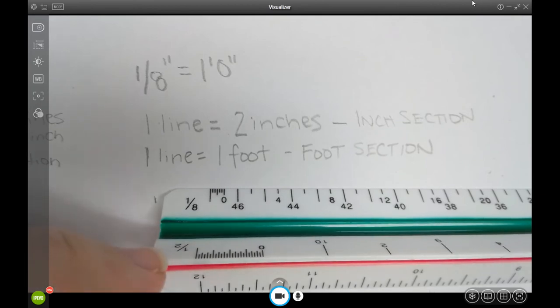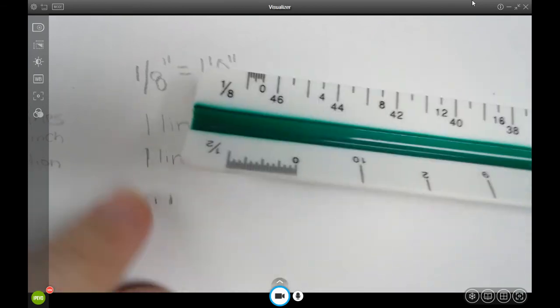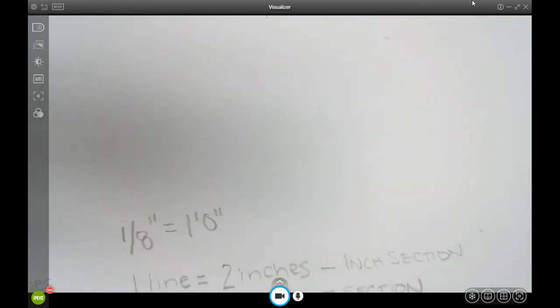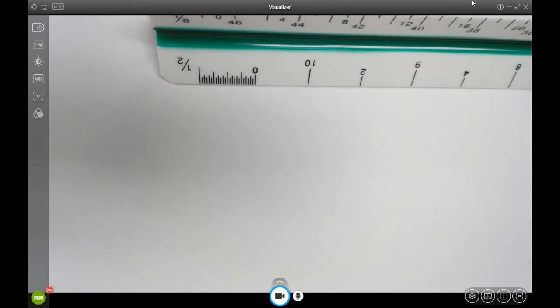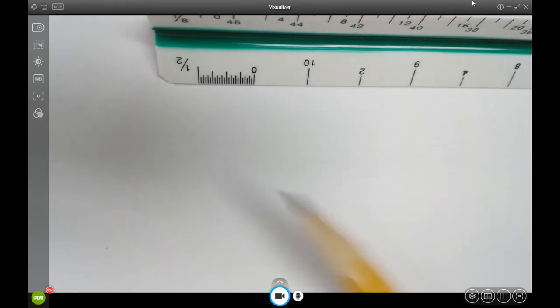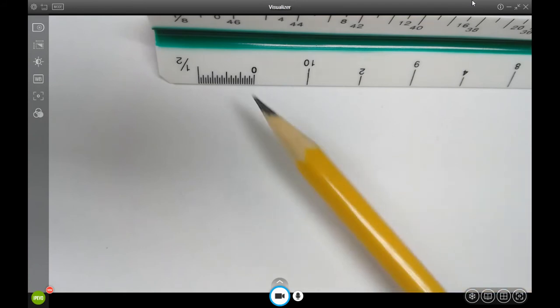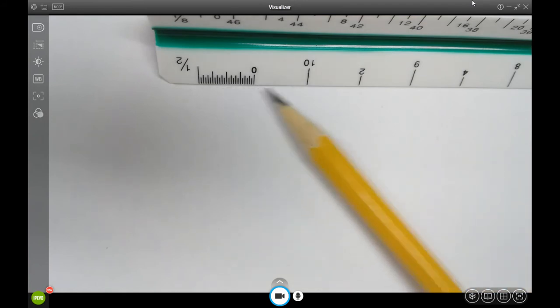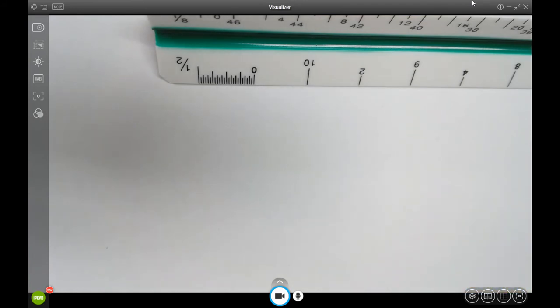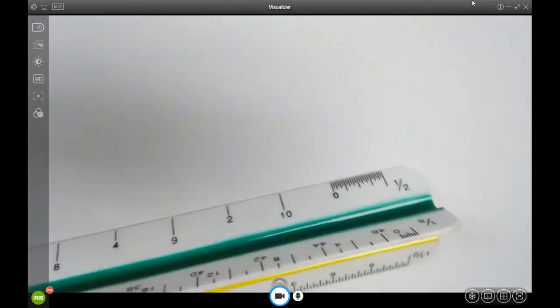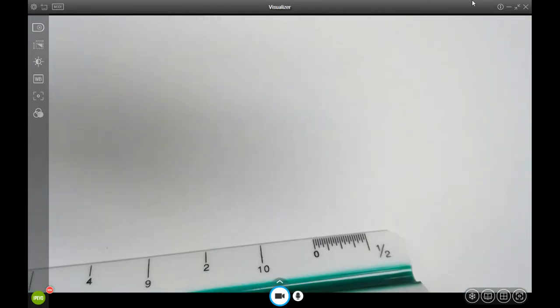And now I'm going to flip and rotate because we need the 1/2 inch scale next. So I'm just going to adjust my paper and then find my 1/2 inch scale. And I flipped mine upside down so that I can see the inches and feet a little bit easier. You can do it like that as well. It does not matter.